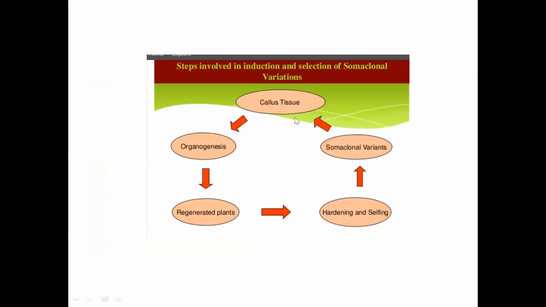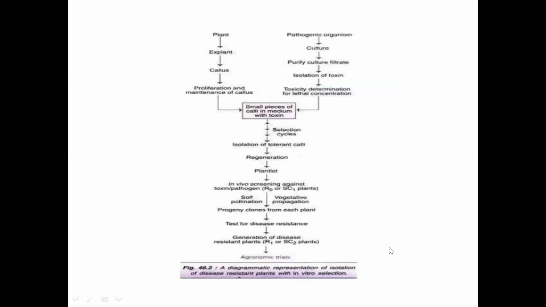So callus tissue is taken after organogenesis, regenerated plants, hardening and selfing, somaclonal variation. You get what is called the somaclonal variation. So this is the flow chart. You take the explant, develop the callus, maintain the callus. Okay, small pieces of calli in the medium with the toxin. Okay, or it can be a pathogenic organism. You are going to develop a plantlet which is resistant to a pathogen.